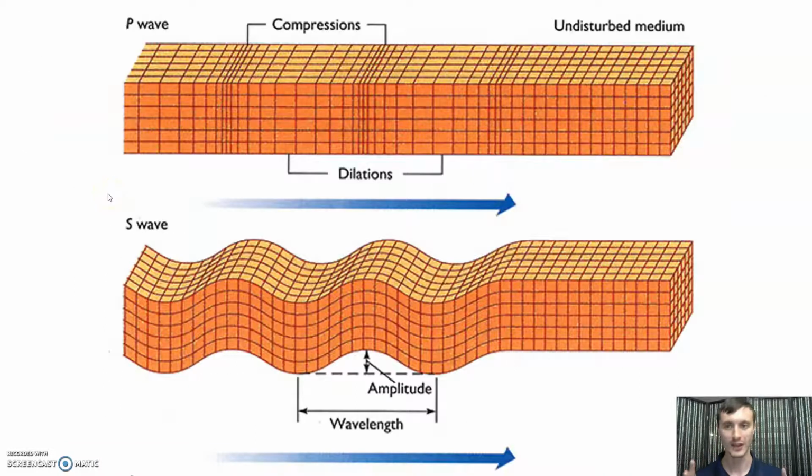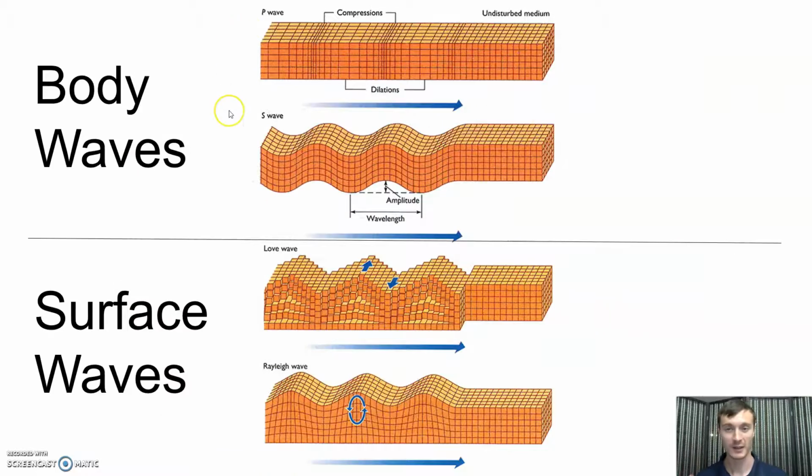So here's another way of looking at it. We have our P waves up here, and the wave pushes and pulls and pushes and pulls in the same direction that the wave is traveling, sort of like a slinky. We have our S wave here, so the wave is going up and down as it travels along. Just a reminder, P waves and S waves are both body waves. They travel through the body of the Earth, the interior. There are surface waves, like Love waves and Rayleigh waves, but we're not going to talk about those as much.